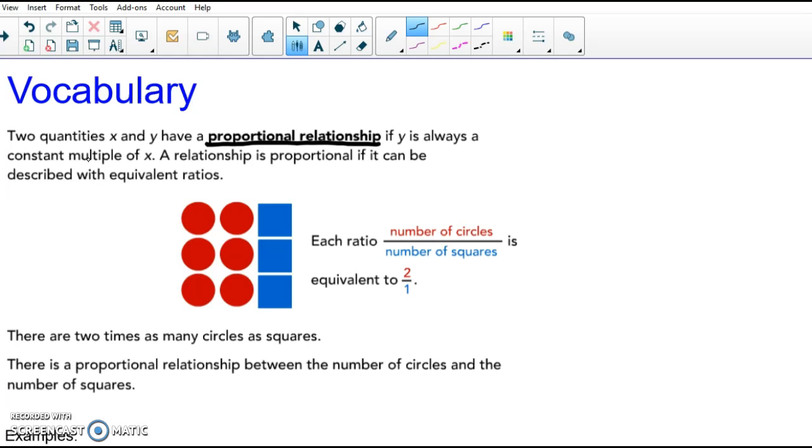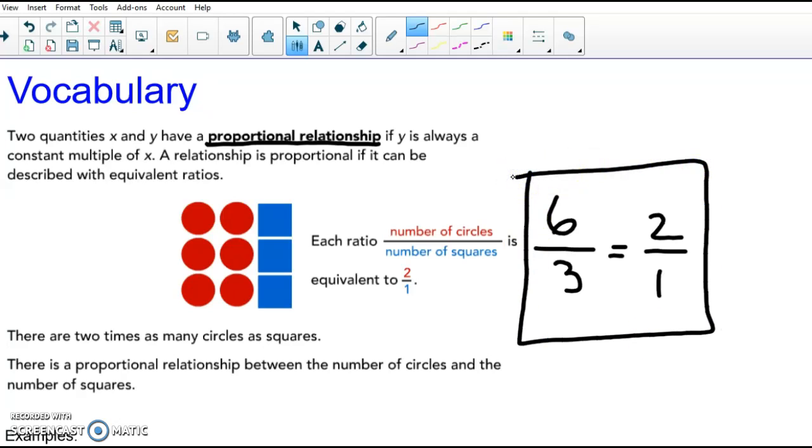So for example, the red circles here would be my y values. So as I look at my red circles, I have 6 red circles to 3 blue squares. So y is a constant multiple of x because when I reduce this, it's a 2-to-1 ratio. I have twice as many red circles as I have blue squares. So that's what it means to be proportional, and I can always represent that in a proportional relationship by showing the equivalent ratios, two fractions that are equal to each other.